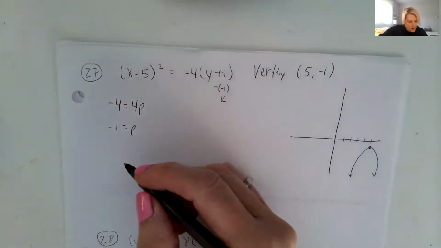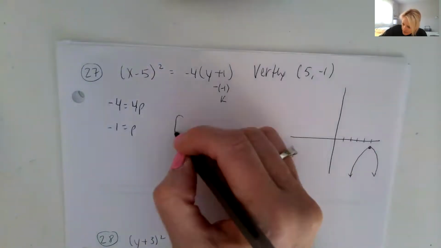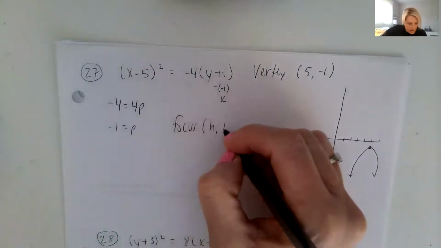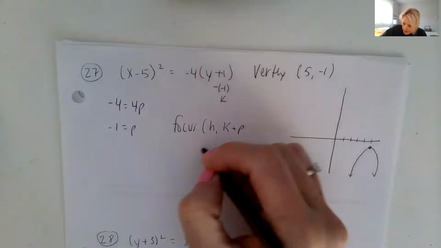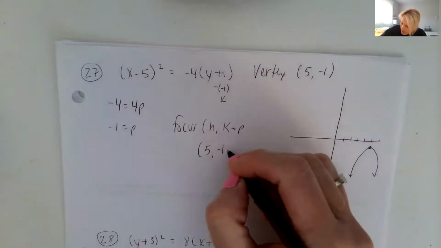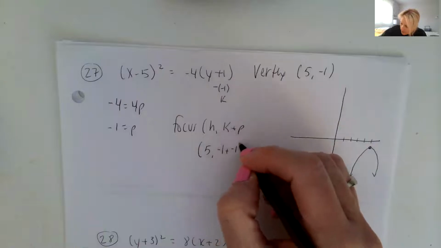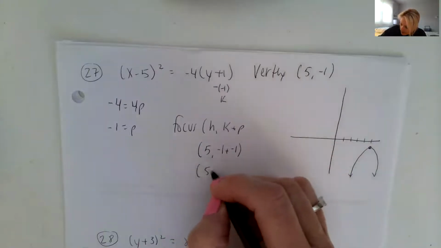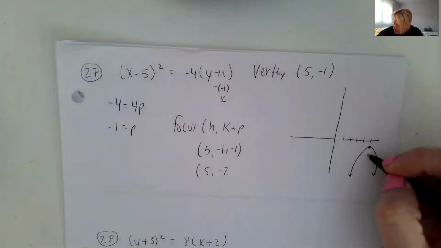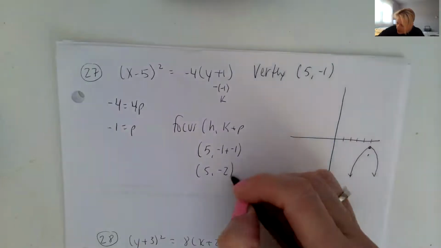And so our focus is at H and K plus P. So H is 5 and K is -1 plus -1 for P. So it's at 5 and -2. So 5 and -2 is our focus.